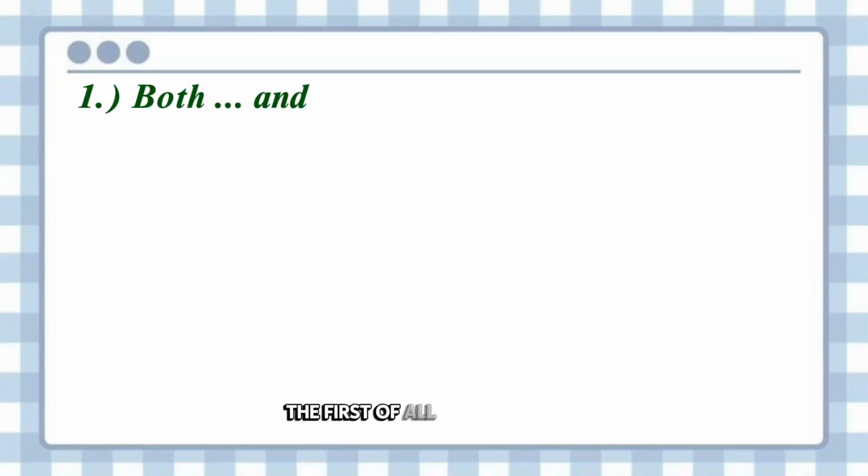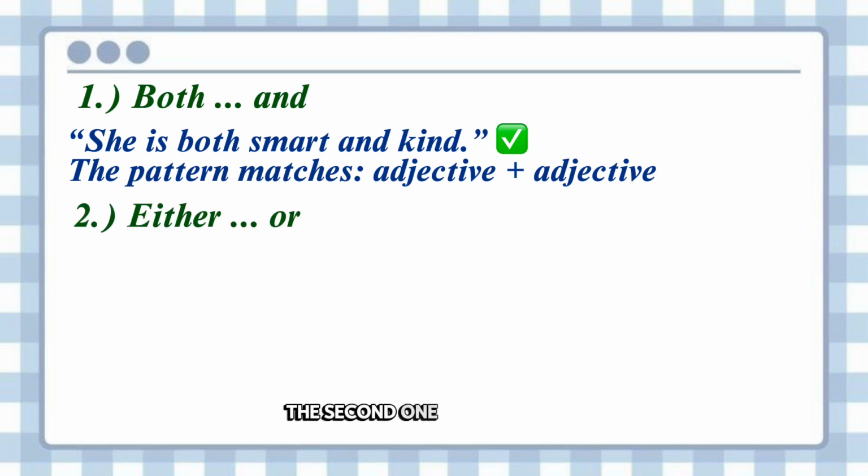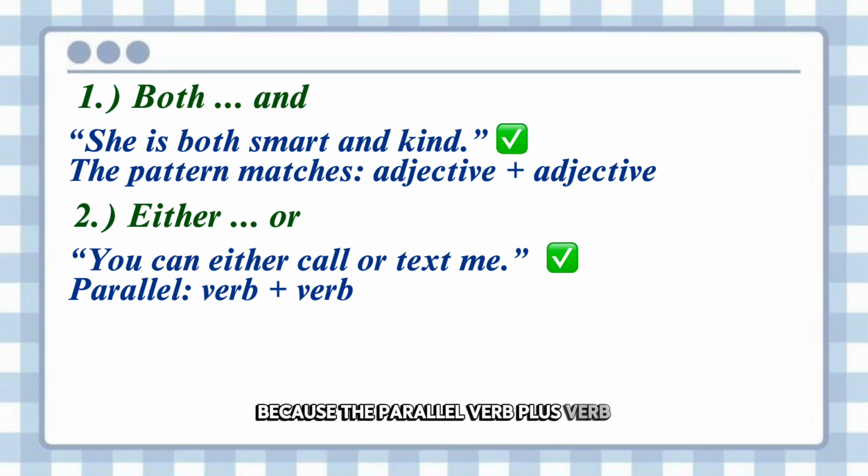First of all, both with and. She is both smart and kind. This is the correct sentence because the pattern matches: adjective plus adjective. The second one, either with or. You can either call or text me. This is the correct sentence too because the parallel is verb plus verb.